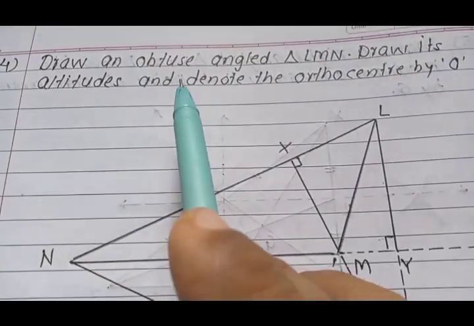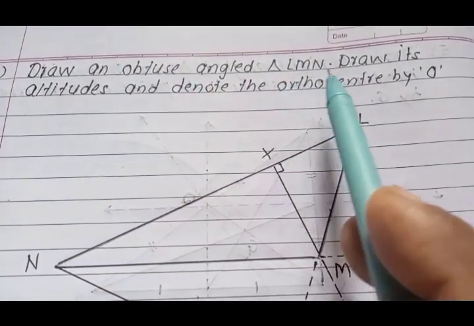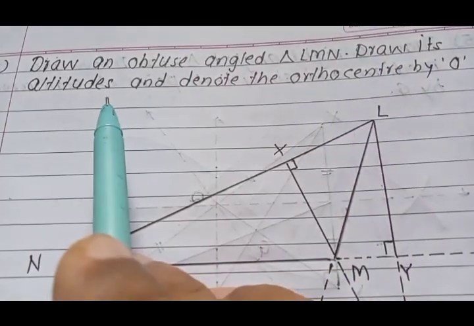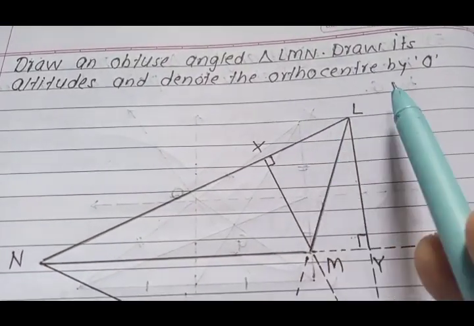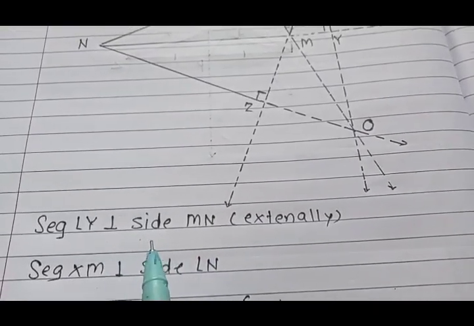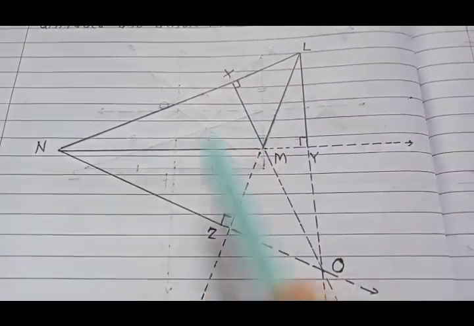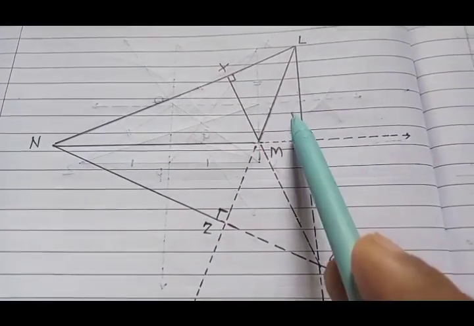Question 4. Draw an obtuse angle triangle LMN. Draw its altitudes and denote the orthocenter by O. Here, segment LY is perpendicular to side MN, this one.